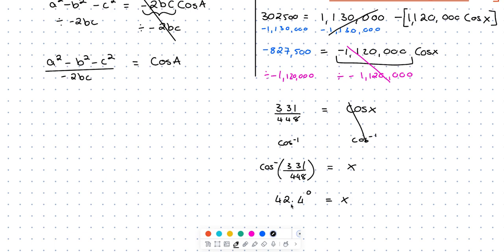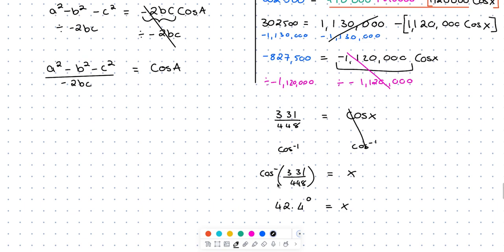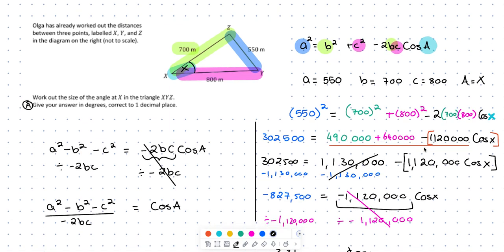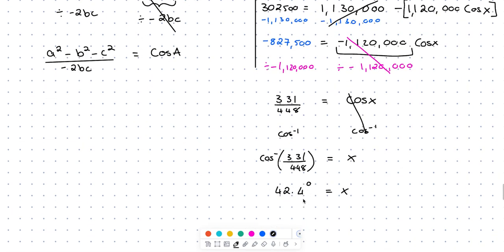42.4 degrees. So remember what you need to be careful of. Did we answer it in the correct structure? So we did our formula, we did our information, we filled it in, we got 80% of the marks. For full marks, we need to give our answer in degrees, correct to 1 decimal place. In degrees and correct to 1 decimal place. So that's how we use the cosine rule.